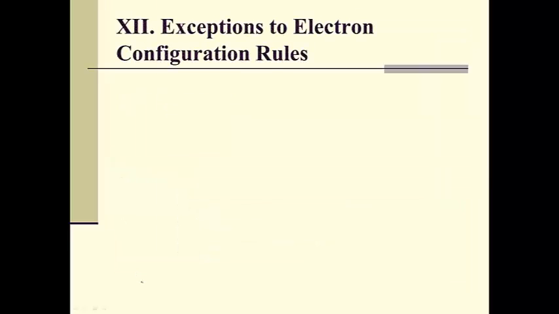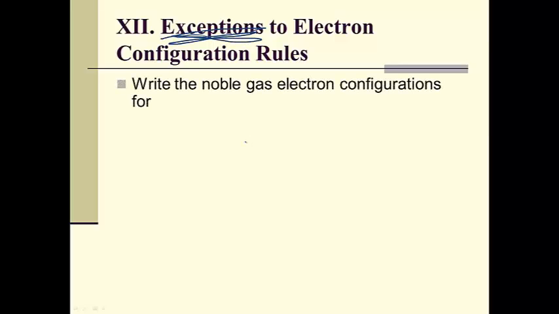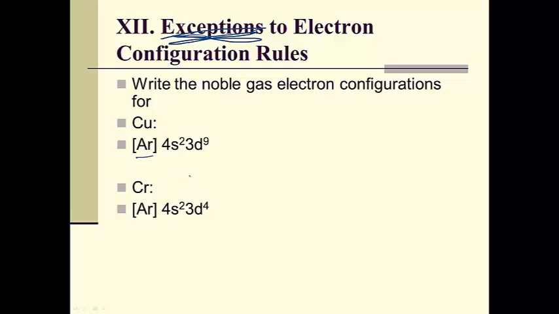By now you should be good at writing out electron configurations just using the periodic table. But there are some exceptions you need to worry about. Write down the noble gas electron configurations for these two elements, copper and chromium. Pause the video, write it down. For copper, it should be 4s2 3d9, and for chromium, same row, starting with argon, 4s2 3d4.